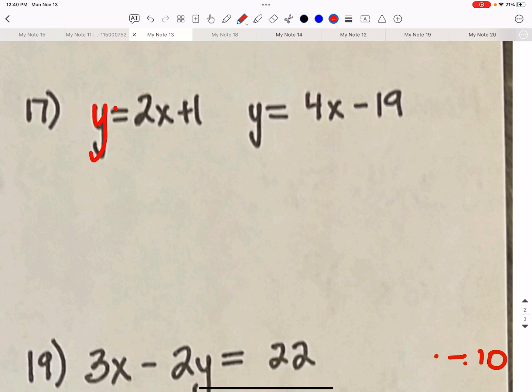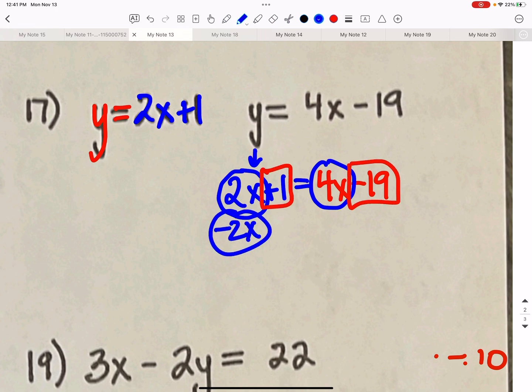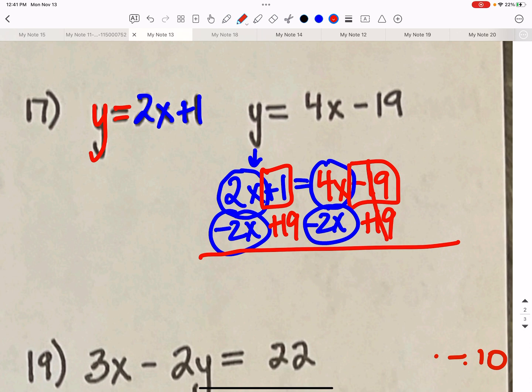Number 17, y is the same thing as 2x plus 1. So I'm going to take out this y, and I'm going to plug in 2x plus 1. And that equals 4x minus 19. What I'm going to do is make my teams. And I'm going to subtract 2x from this side, subtract 2x from this side, add 19, gets rid of it here, gets rid of it there. 20 equals 2x, divide by 2, x equals 10.